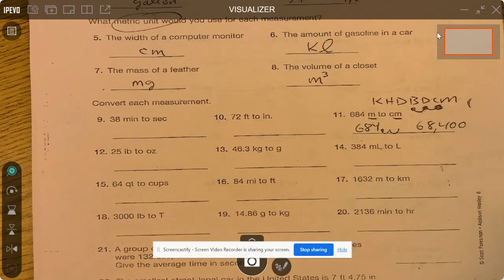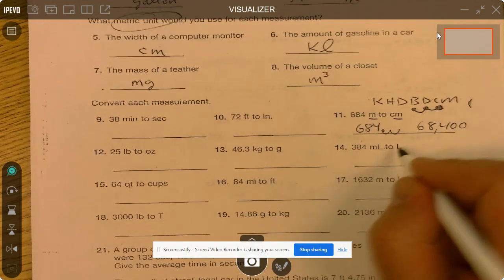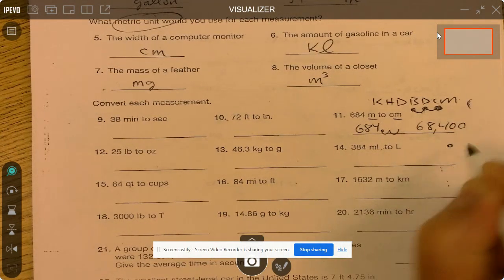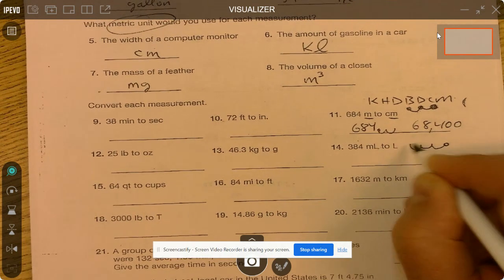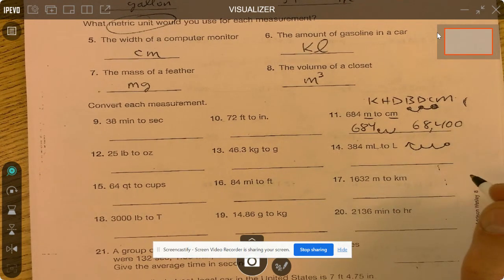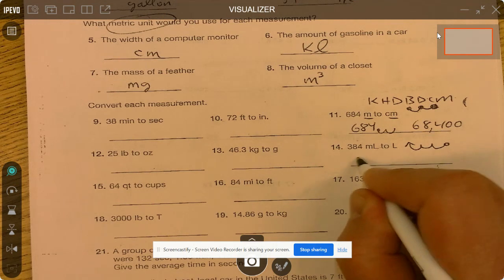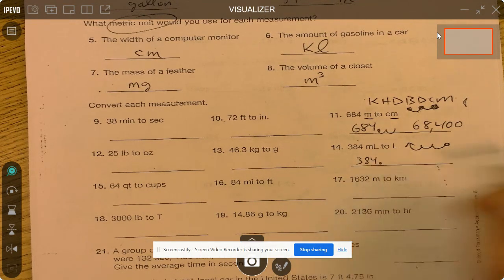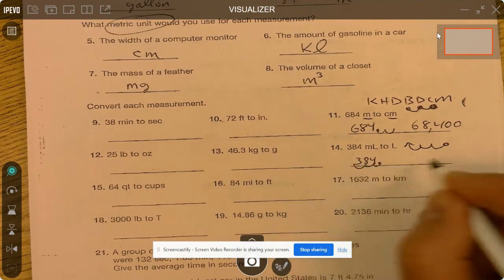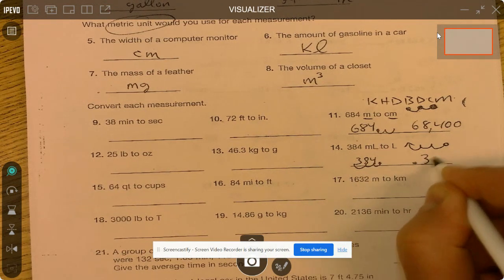68,400. For this one, I'm going from milliliters to liters, back to base. So I need to go 3 spaces. And my decimal point was at the end after the 4. So I'm going to go 3 spaces. So my answer is 0.384.